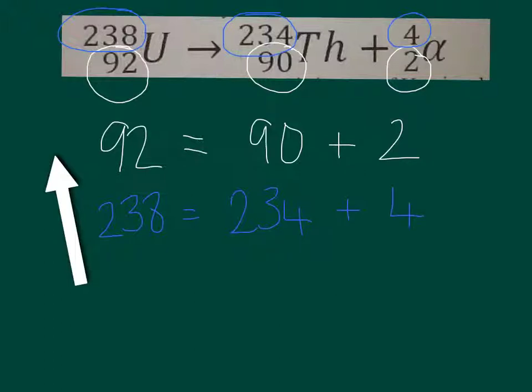Easy peasy. Alright. Now, how you're likely to get this, if you got a question like this, you might be given this. You'd be told, this is uranium-92, 238. And that goes to thorium.